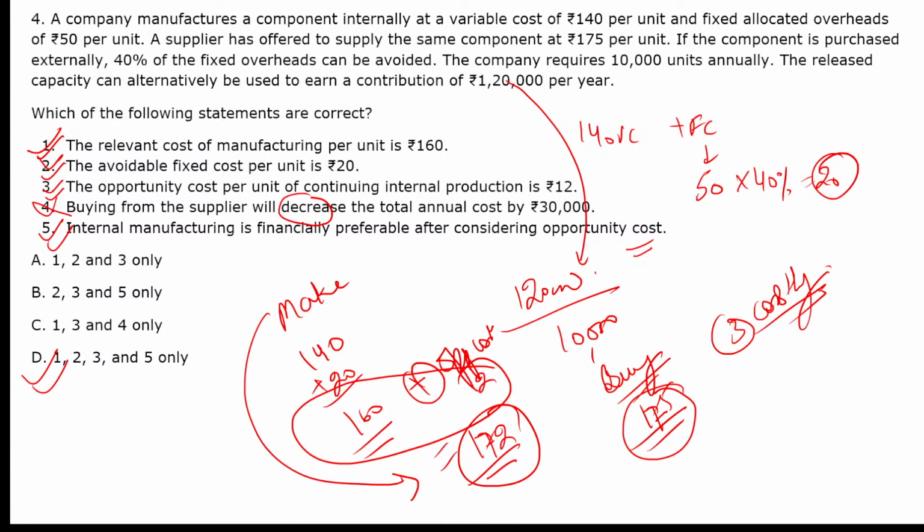So for my making cost, what I'm doing is I'm considering my variable cost plus avoidable fixed cost. Always take avoidable fixed cost, right? Okay, next.